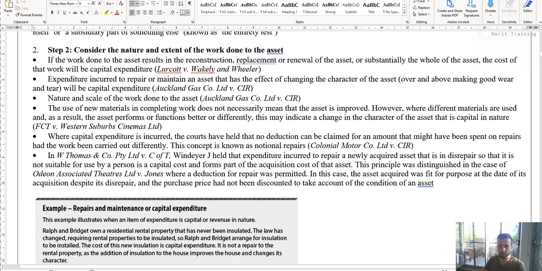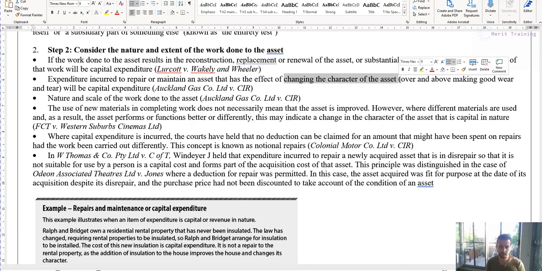Does the use of new material matter? Just because you use new material doesn't mean the asset is improved. However, whether different materials are used and as a result the asset performs or functions better or differently, this may indicate a change in the character. So ultimately it comes back to this point up here: is the character of the asset the same? It doesn't matter if the material is different, like I could use iron instead of steel and so forth, as long as it does the same job.